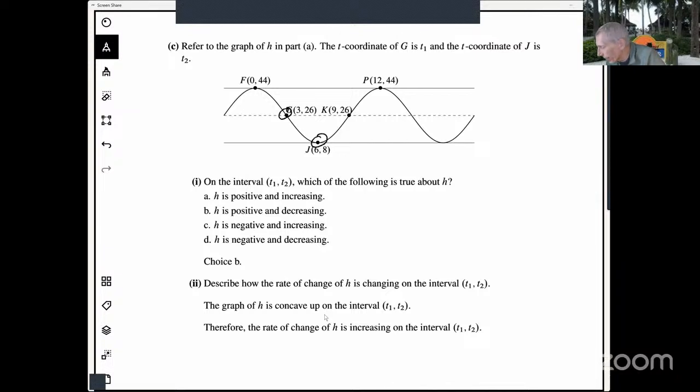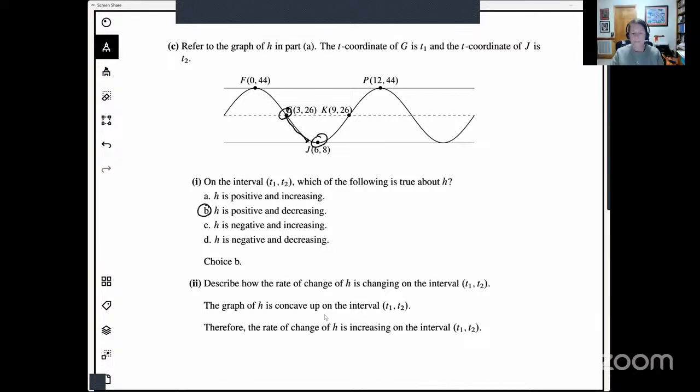Okay, so as t increases, what's happening along this curve here? If I just look at that, I know that h is still positive. The values of h are still positive. They vary between 26 and 8. But they are indeed decreasing as t increases, as t moves from left to right. And so the answer here, or the choice, is response B.